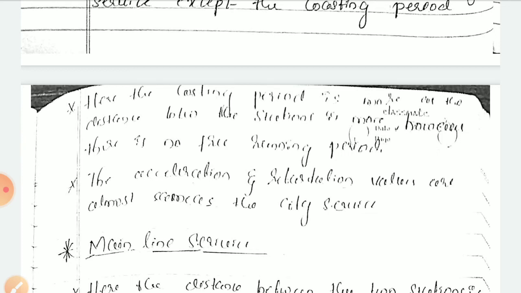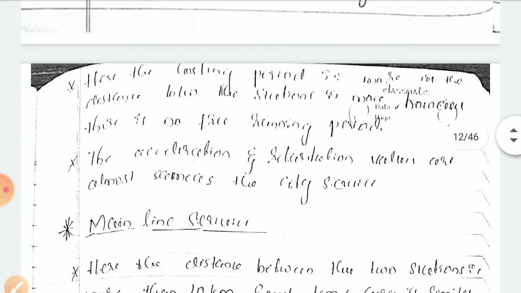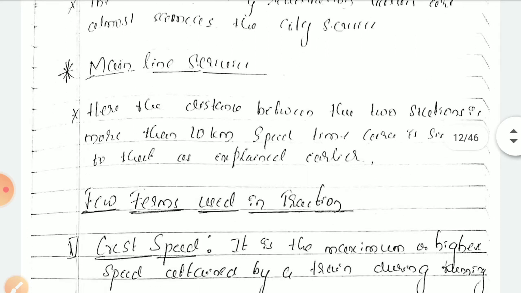The free running period is absent in both cases, city service as well as suburban service. There is an absence of free running period. The acceleration and retardation values are almost the same as in the case of city service. Then there is the mainline service.